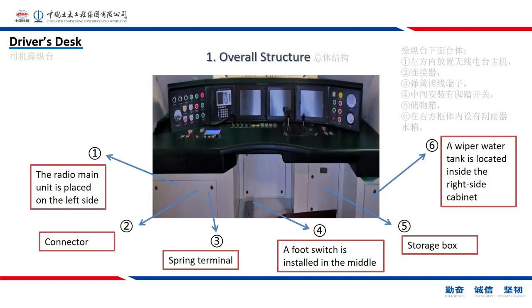Slide 5, driver's desk, lower section layout. Under the desk, we find several important components. On the left side sits the radio main unit, followed by connectors and spring terminals. In the middle, there is a foot switch, which is linked to the vigilance function. A storage box is provided for tools or documents, and finally, on the right side cabinet, there is a wiper water tank. These components are not used continuously, but drivers should know their positions for troubleshooting and maintenance.